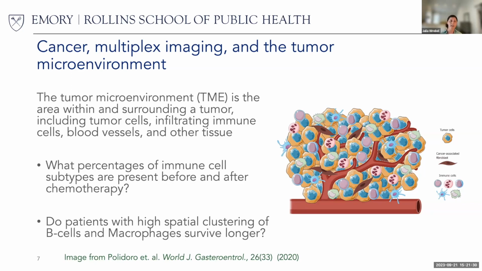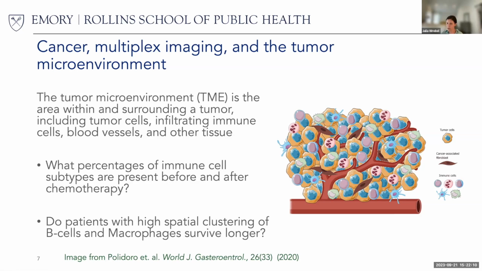There are a couple of different questions that can be answered about the tumor microenvironment using this data. Some of the types of questions that I've seen consistently are: what percentages of immune cells are present before and after chemotherapy in different types of tissue within the tumor, like tumor versus stroma areas? Or, do patients with high spatial clustering of certain types of immune cells, like B cells and macrophages, which are two types of immune cells, survive longer? That's a question that one of my students looked at a couple of years ago. And this is just a toy picture of the tumor microenvironment.